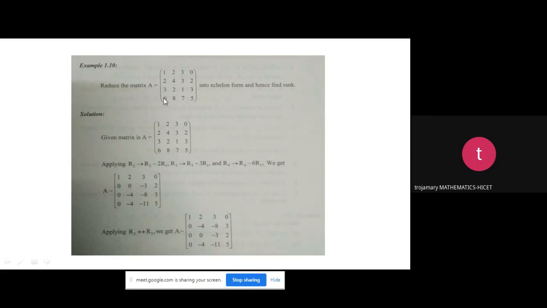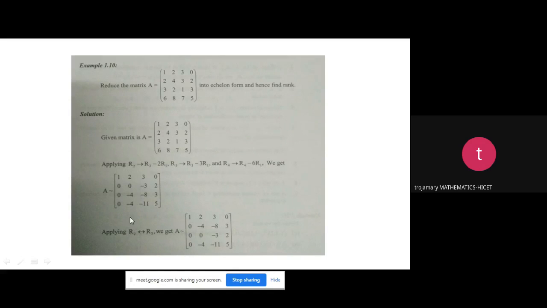So, R4 equal to R4 minus 6R1. And then we get the corresponding elements. Three elements are 0. Okay. So, for the same operation, the other elements also get changed.